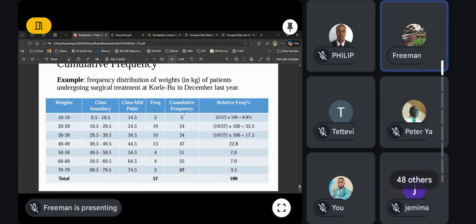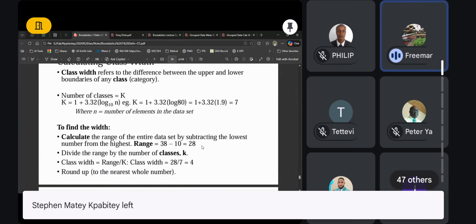Now, this relative frequency is what we use to draw a pie chart. So I'm going to talk about pie chart briefly, then we go on.